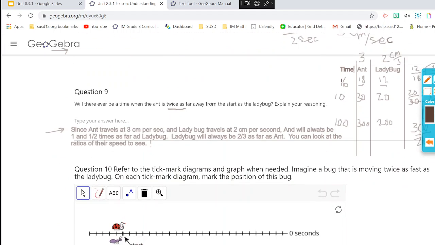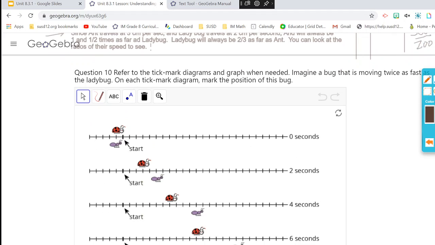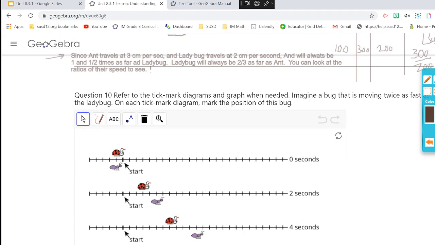Okay, good job, guys. Let's keep going. Question number 10 asks, question 10 says, refer to the tick mark diagrams and graph when needed. Imagine a bug that is moving twice as fast as the ladybug. On each tick mark diagram, mark the position of this bug. Okay, I think I will pause the video and start a new video to help you with this one so that this video doesn't get too long.